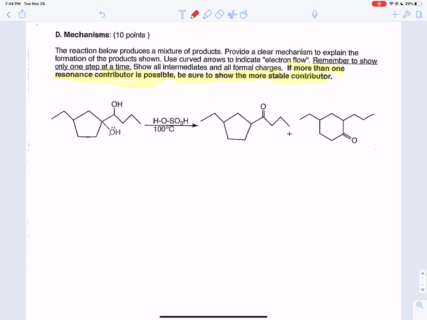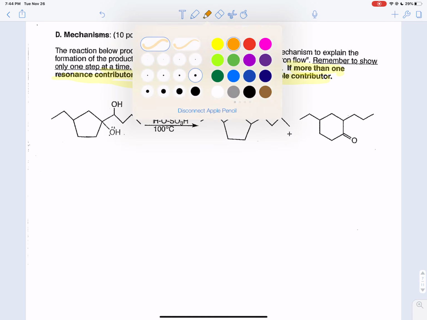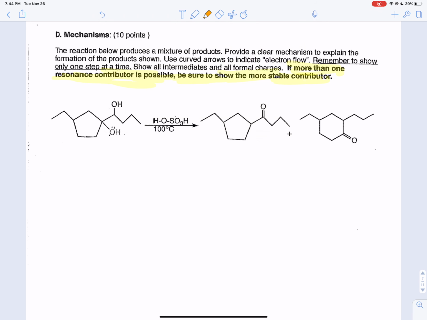With mechanism, I recommend the first thing you want to do is compare your reactant to your product. What do we see that's similar and what do we see that's different between them? So let's just look at product A. What's similar between them? It seems a 5-membered ring with the ethyl group, and then also a 5-membered ring with an ethyl group, right?